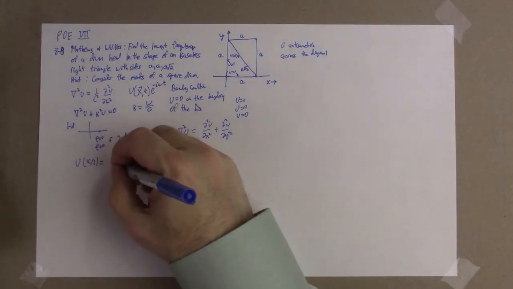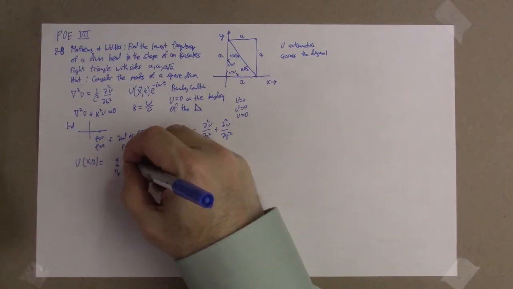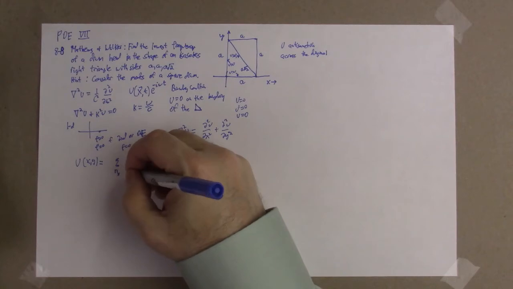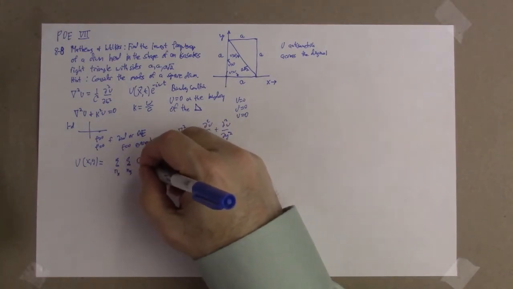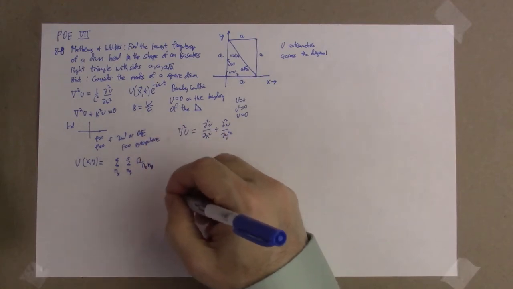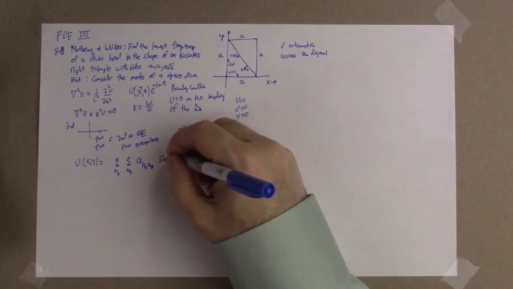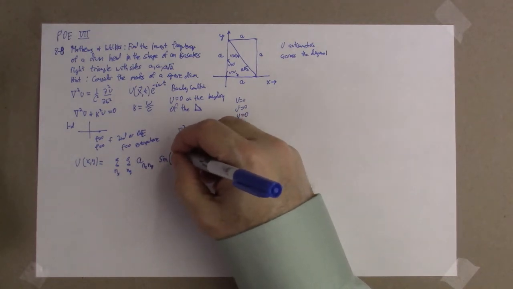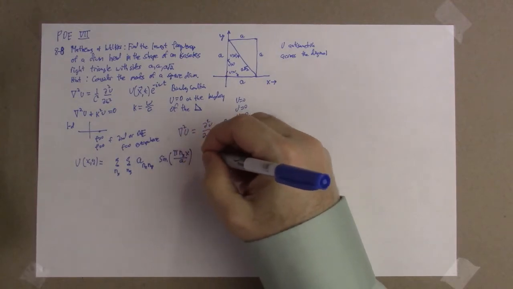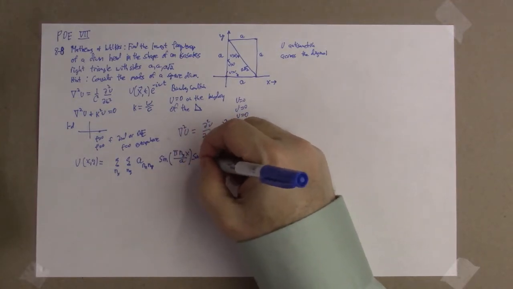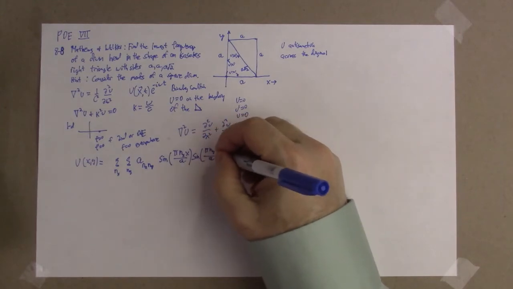It's going to be the sum. I'm going to label indices: nx is the x index, ny is the y index, rather than using n and m. And it's some coefficient, which depends on nx and ny. There's going to be sine of pi nx x over a, sine of pi ny y over a.